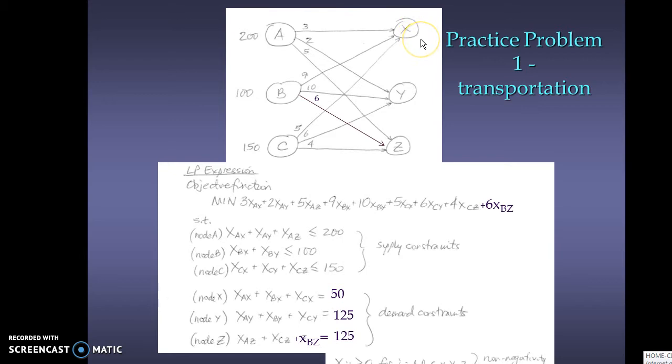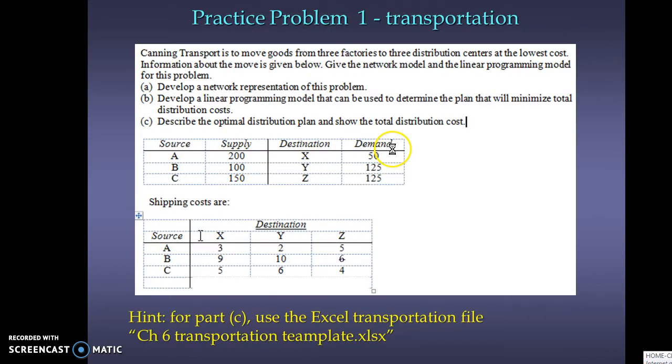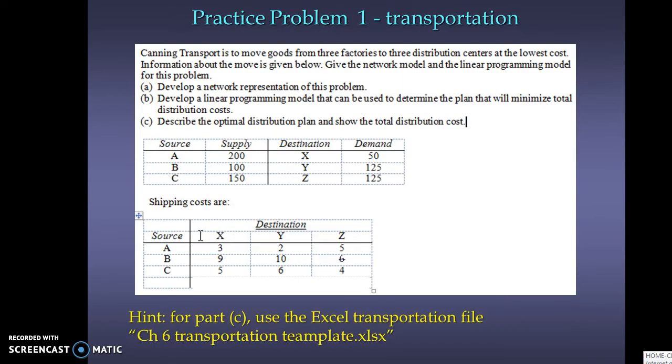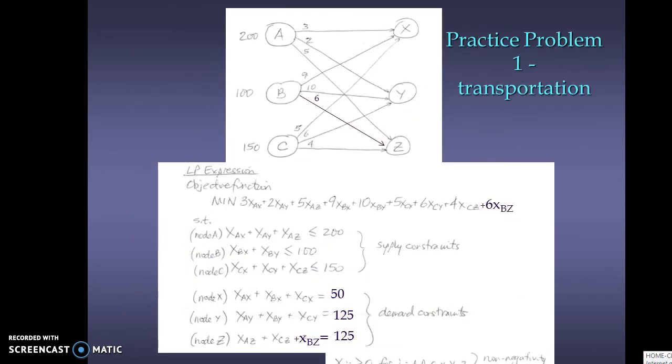We also want to show the demand over here on X, Y, and Z, and therefore we should have 50, 125, 125. I'm not going to make that edit right now. We should have 50, 125, 125. That's how we would draw the network representation of this problem. That would be the answer to part A. Let's look at part B, develop a linear programming model that can determine a plan that will minimize total distribution costs. So key right away is that it's a min.